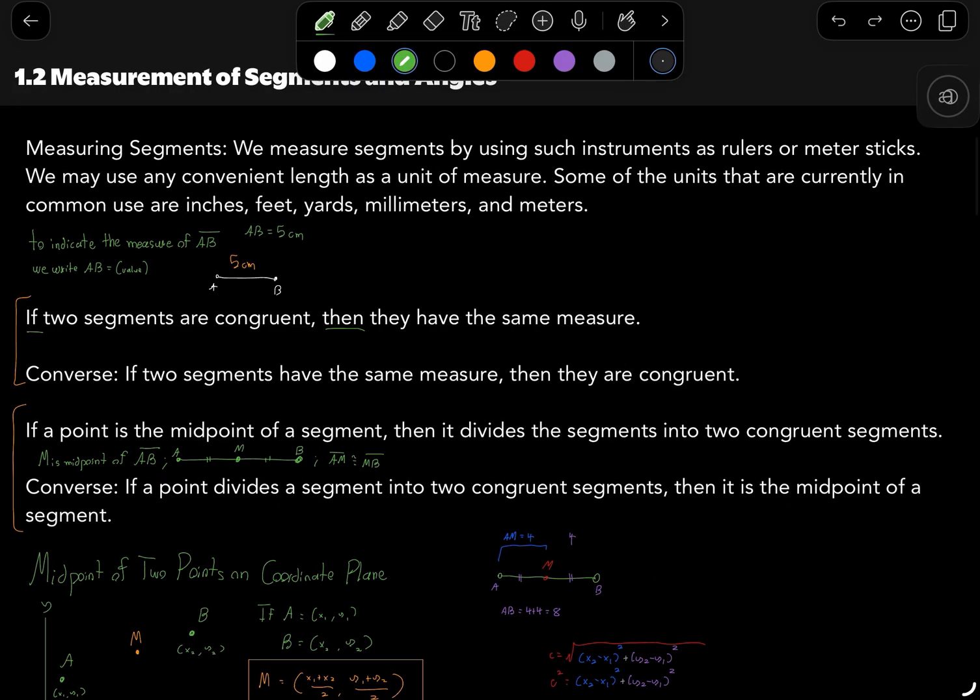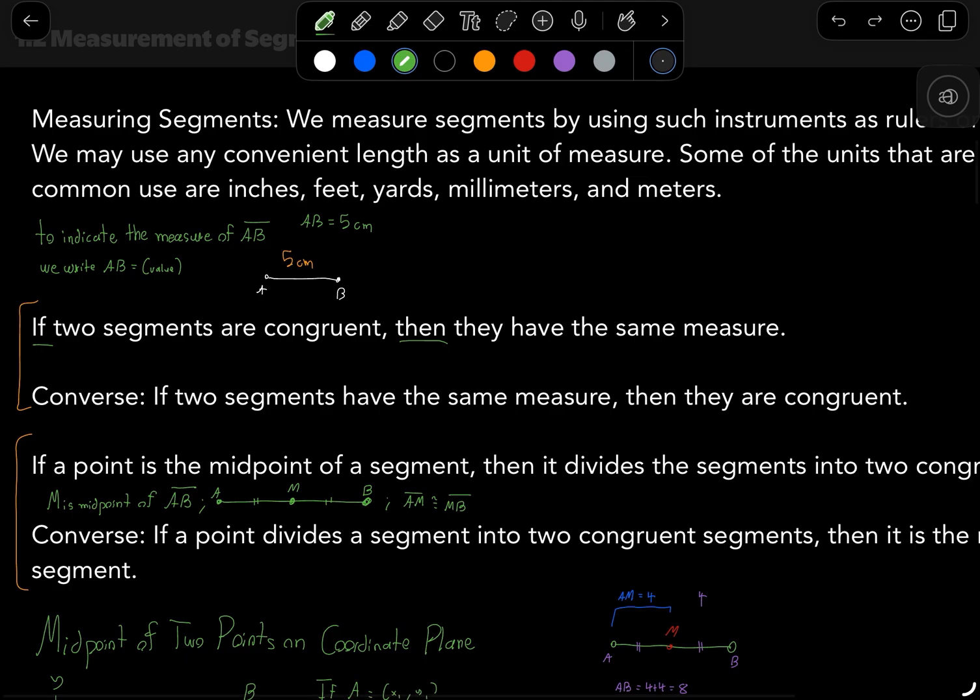The converse is essentially when you take the if and then you flip them around. So now this part would be first. Now you would say: if two segments have the same measure, then they're congruent. And obviously that's also a true statement, because if two things have the same length, of course they're going to be equal. What you'll learn later on, though, is that not all converses of a theorem are true.